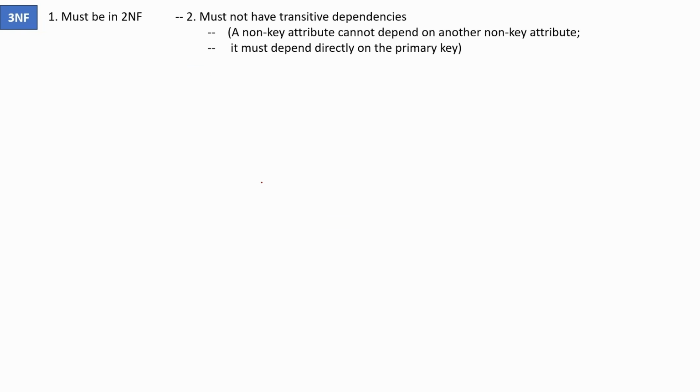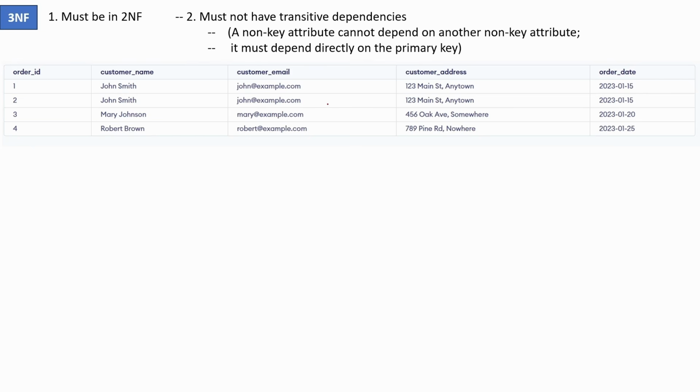Now let's discuss third normal form. Third normal form should fulfill all the conditions from second normal form, plus it should have no transitive dependency. This means all the columns should be directly depending on my primary key. Okay, if you see this table, customer email and customer address are dependent on customer name, which is a non-key attribute, right? This breaks the rule of third normal form.